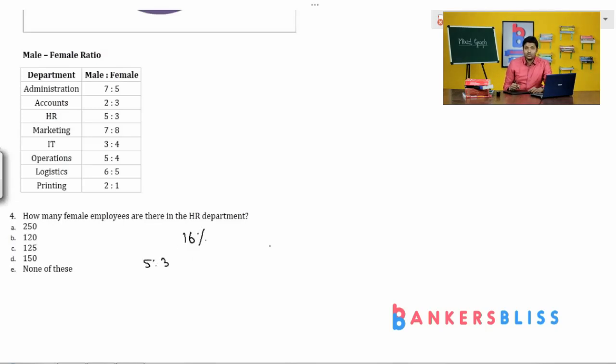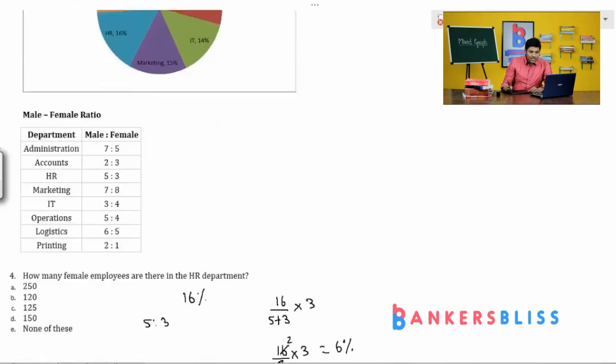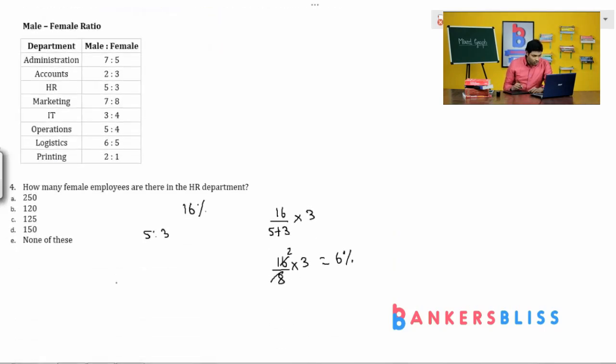So 16 has to be divided by 5 is to 3. So 16 by 5 plus 3 into 3. So if you do into 3, you are going to get female percentage. That is 16 by 8 into 3. So 8 2s are 16, 2 into 3, 6%. So 6% is the total number of females in the HR. So total number of employees are how much? That is 2500. So 6% on 2500 you have to calculate.